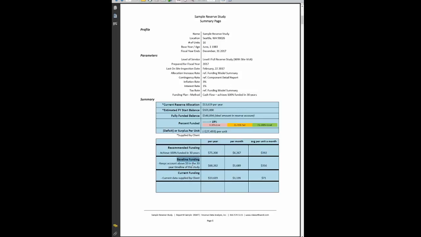Underneath that, the baseline funding model. This only has a goal of keeping a reserve account above $0 for the entire 30 years. So oftentimes it will fluctuate up and down and dip right about zero. It's a much more risky model because of that. And we'll go into that a little bit later. But again, that's broken down per year, per month, average unit a month. And the current funding model, whatever we are supplied with, what the current allocation rate is, and that's broken down per year, per month, and average unit per month as well. So that's about it on the summary page.